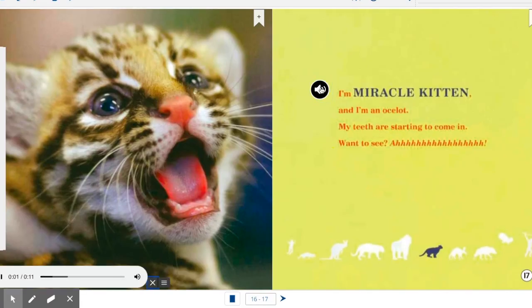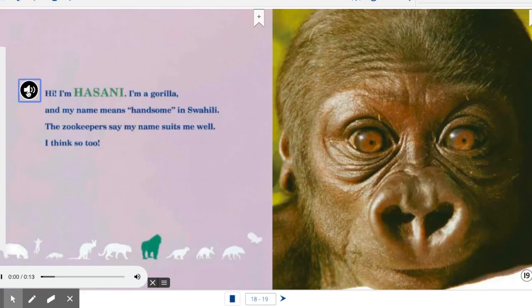I'm Miracle Kitten, and I'm an ocelot. My teeth are starting to come in. Want to see? Hi, I'm Hassani. I'm a gorilla, and my name means handsome in Swahili. The zookeepers say my name suits me well. I think so too.